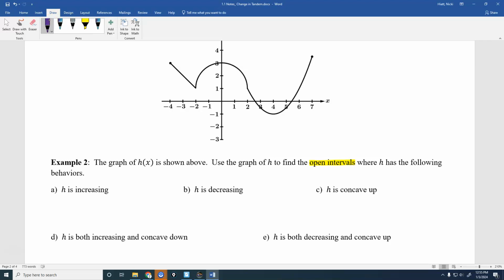So, for example, the domain of this whole graph, just to give you an example of interval notation, the domain of this whole graph goes from -4 to 7. Now, if I want to use interval notation, I've got to put either parentheses or brackets on the end of that. Okay? So, does anybody know what I would use? Would I use a parentheses or a bracket? Bracket. Why do I use a bracket, Joshua?